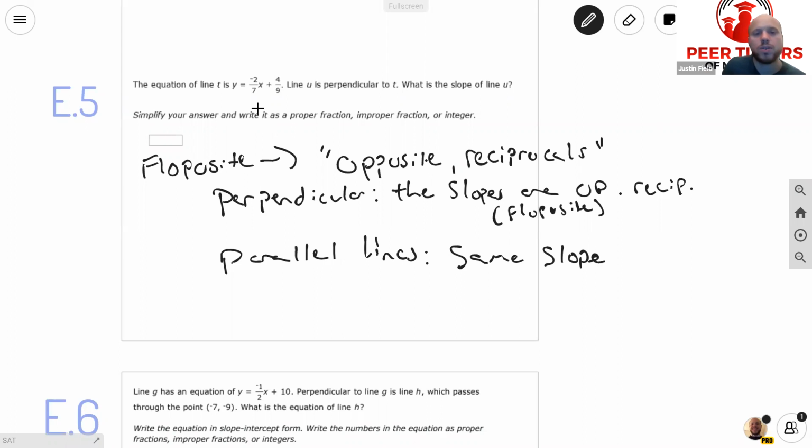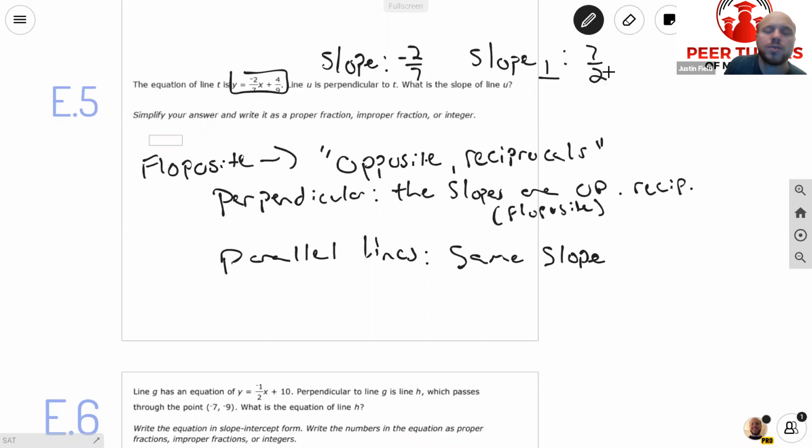So you got to know what the slope is here. So when you look at this, do you know what the slope is? Hopefully you're saying the slope is -2/7. So let's flip it and change the sign. The slope of a line perpendicular would be 7/2, positive. Flipped and opposite, it is flopposite.